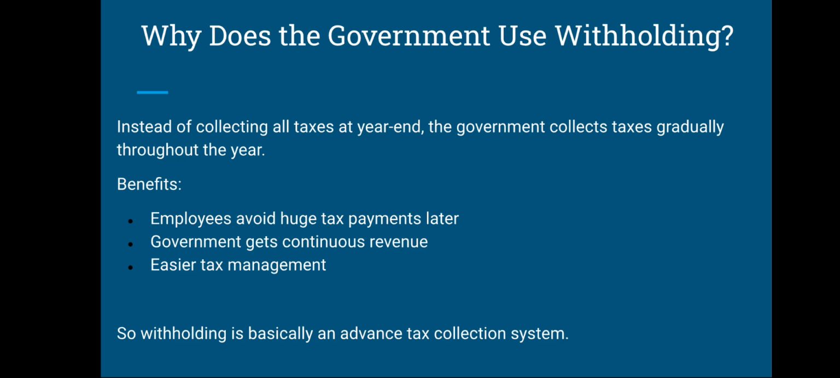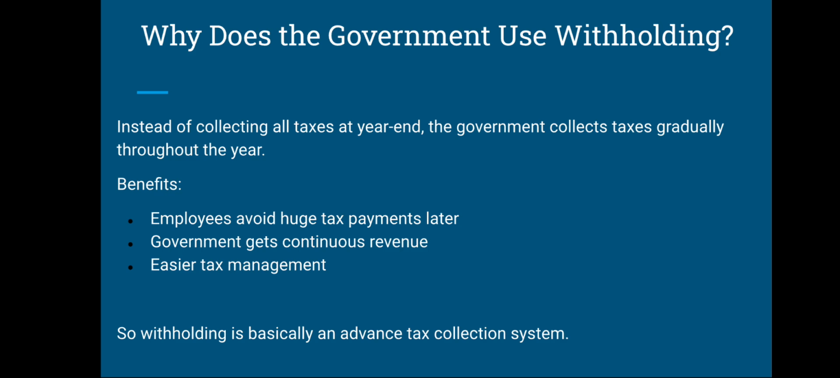So why does the government use withholding? Why are they applying this withholding in our pay stub? Instead of collecting all taxes at year end, the government collects taxes gradually throughout the year. The benefit of this is employees avoid huge tax payments later. Government gets continuous revenue and easier tax management. So withholding is basically an advance tax collection system.